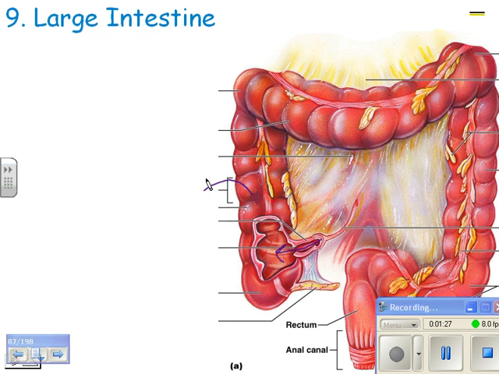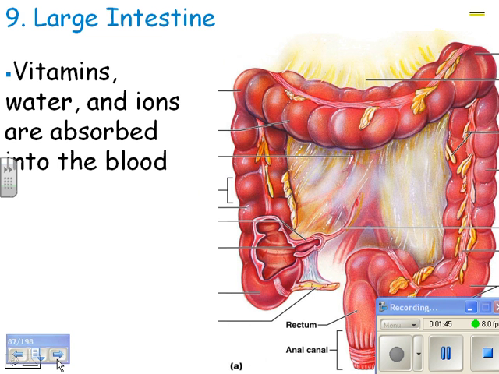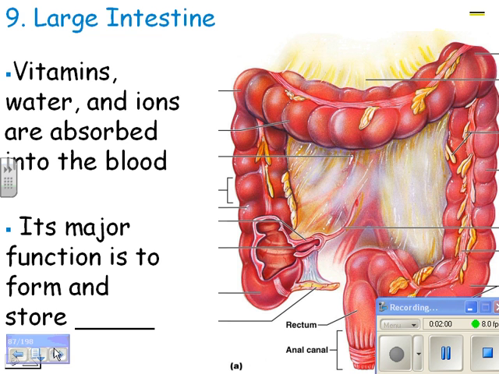And so the major thing that the large intestine does is it absorbs water from the intestines into the blood. The other thing that it does, there's a lot of bacteria in here, and hopefully they're good bacteria, and they actually make vitamins for you. So vitamins, water, and ions are absorbed into the blood from the large intestine. And again, it's not large because it's long. It's really not particularly long, but it's large because it's wider. The diameter is big. So its major function is to form and store poop, otherwise known as feces.